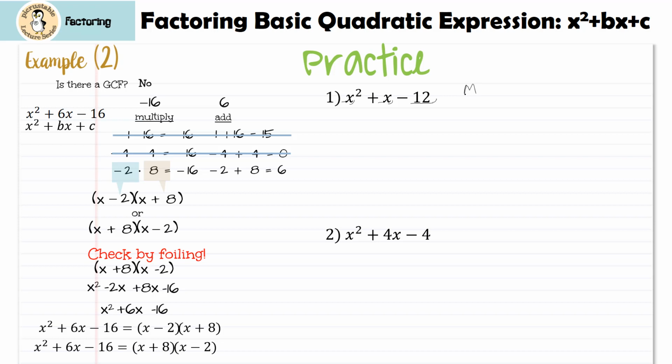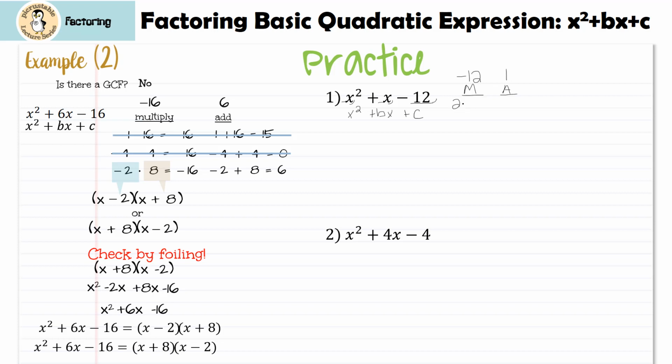Now we need to think about what we're going to multiply and what we have to add to factor. Let's write x squared plus bx plus c. And we can definitely see we're going to multiply to negative 12, but at the same time, it has to add to 1. So let's start guessing.